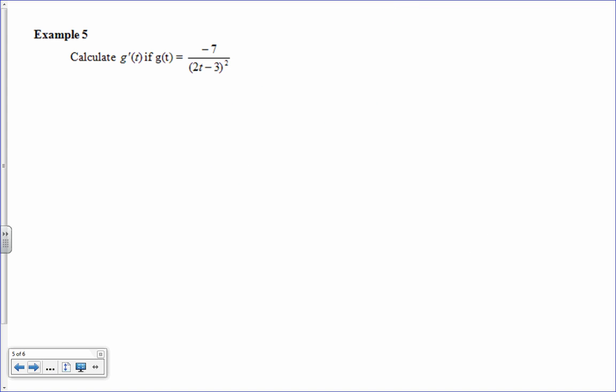Okay. So here we go, g prime of x given that. Now, this particular problem could be done another method. This could be done in quotient rule. But I can use chain rule because it's a constant on top. Okay, if there was any variable in the numerator, we would not be able to do this. I'm once again going to rewrite it as -7 times 2t minus 3 to the -2 power. Seeing that numerator was just a constant like that, I just have it sitting out front.